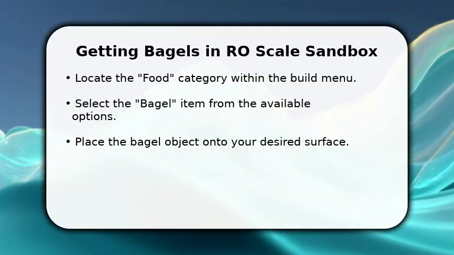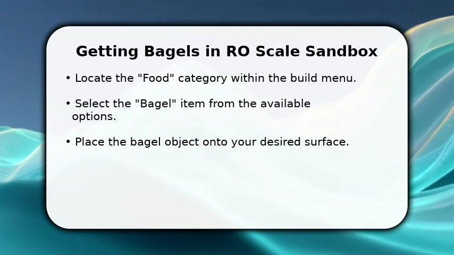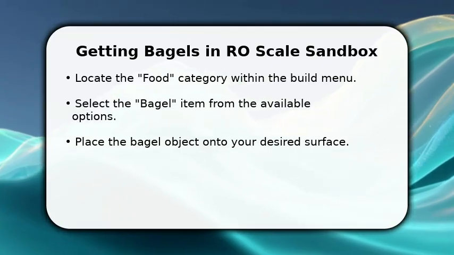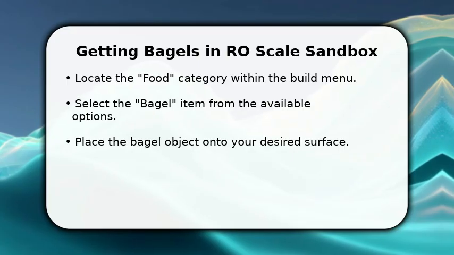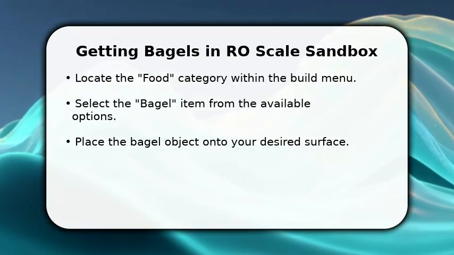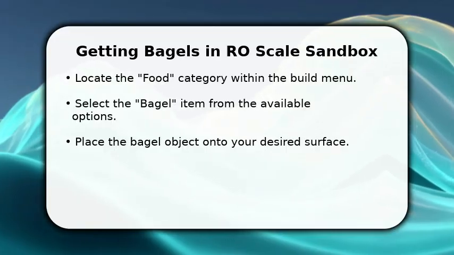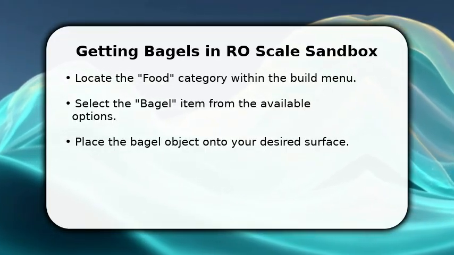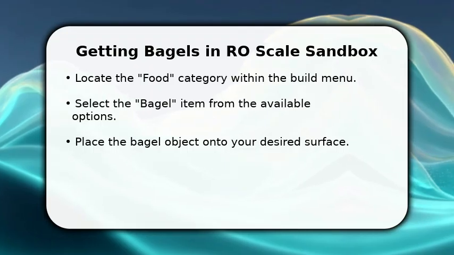In this video, I will show how to get bagels in RO scale Sandbox. First, open your build menu, which is usually found at the bottom of your screen. Navigate to the food category, typically represented by a fork and knife icon. Within this section, you will find the bagel item.